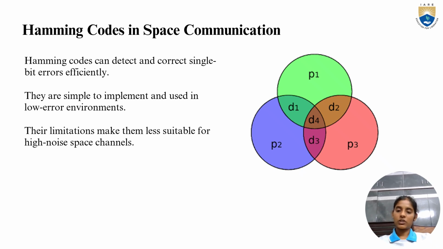There are some limitations. Hamming codes can only correct single-bit errors, making them less effective in environments with high error rates. Hamming codes have a limited code distance, which can make them less effective in correcting multiple errors. These limitations make them less suitable for noisy space channels.